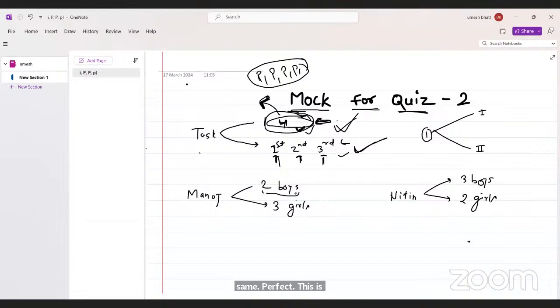Any doubt? Sir, please clarify about replacement and non-replacement. Okay, replacement I will do. So in simultaneous and non-simultaneous, any doubt?